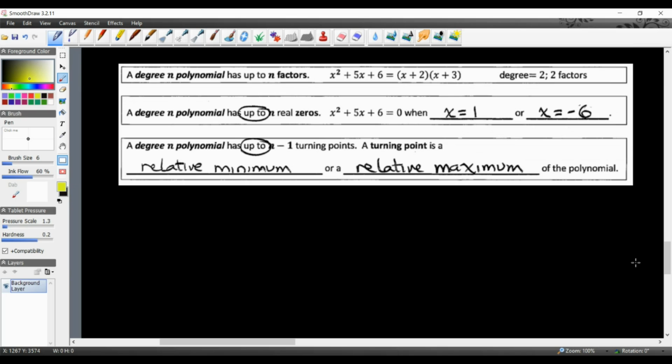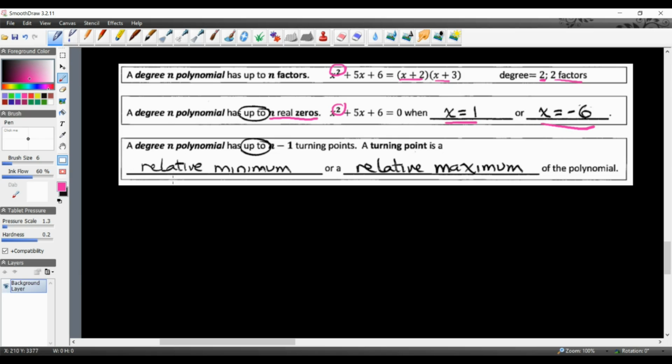We have 3 definitions here. A degree n polynomial has up to n factors. So whatever the degree is, that's as many factors as we're going to have in that polynomial that we can break it down to. So you can see here that we have a degree of 2, and therefore there are 2 factors. Using the same exact example, a degree n polynomial also has up to n real zeros, meaning we're going to have no more than, in this case, 2 zeros. So our n is equal to 2, and we have 2 x-intercepts or zeros or solutions.